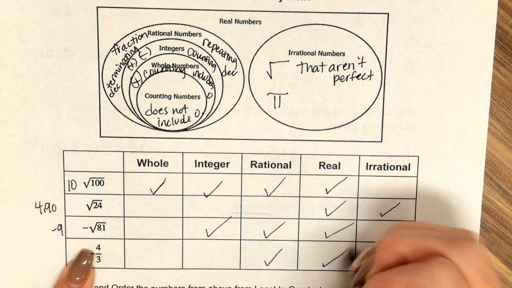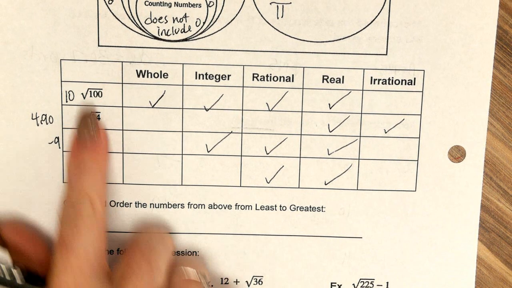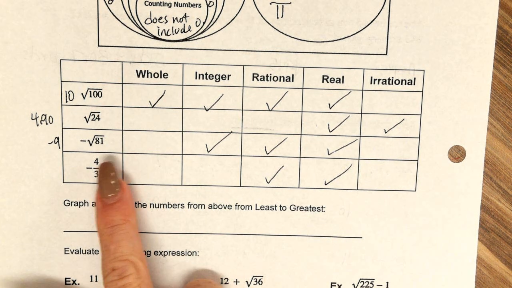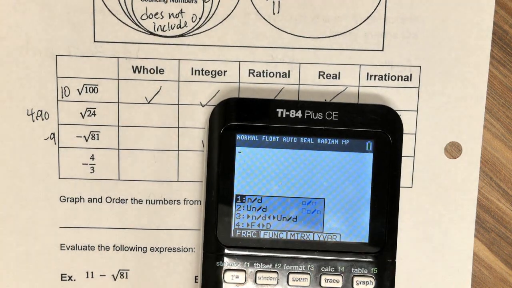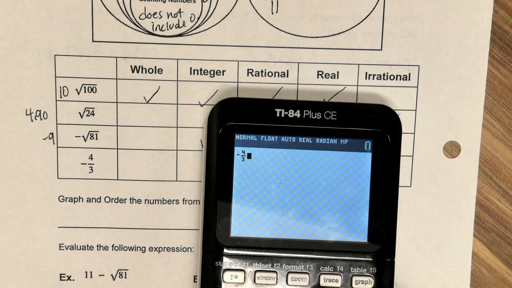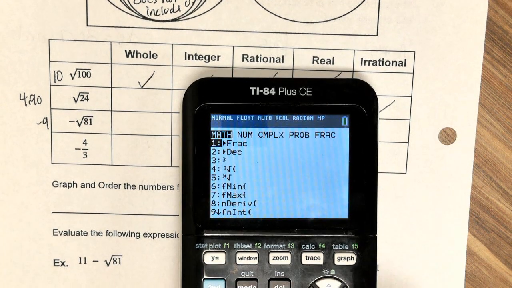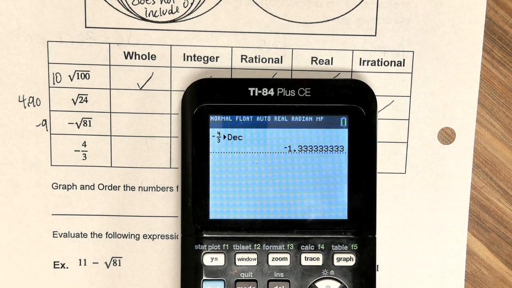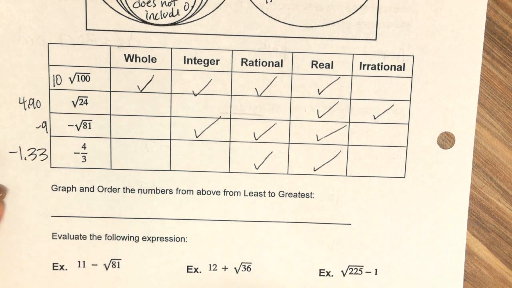All right. Now it says, graph and order these numbers from least to greatest. Well, let's go change negative 4/3 to a decimal to see what it is. Do y'all remember how to change them to decimals? Math, decimal, enter. So it's worth about, I owe $1.33. I like to make it look like money.